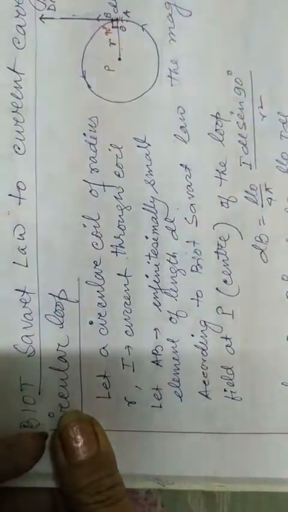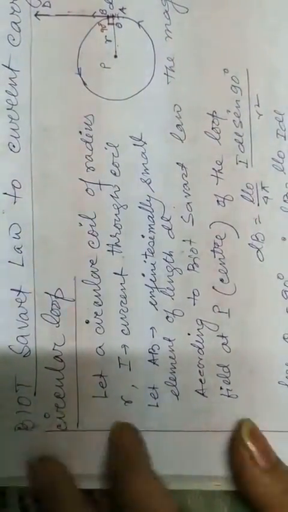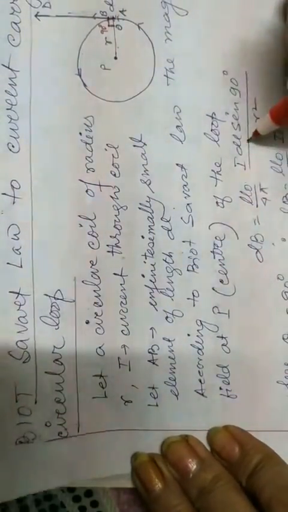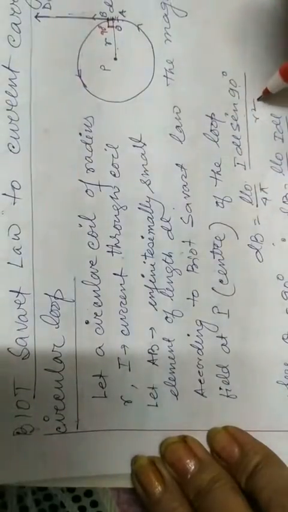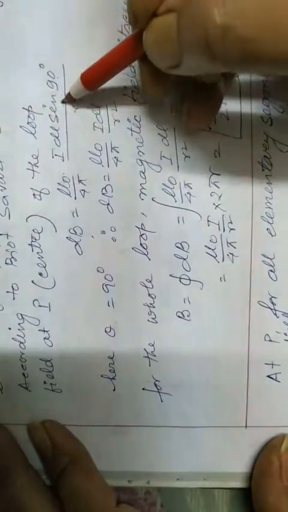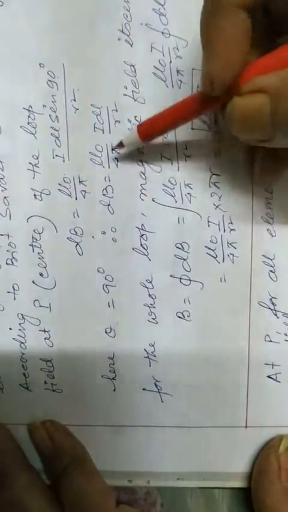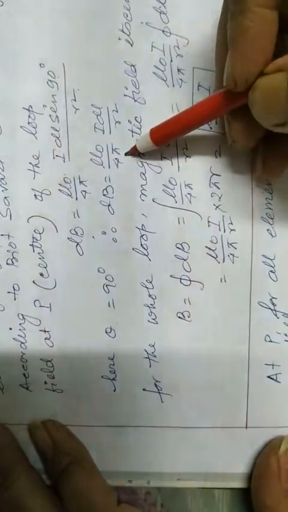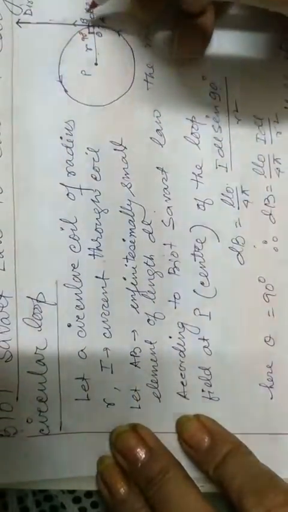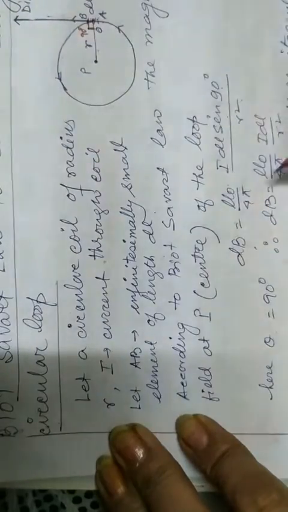Then by Biot-Savart's law we can write dB is equal to mu 0 by 4 pi I dl sine theta by r square. Here theta is 90 degrees, so I dl sine 90 by r square, and dB is equal to mu 0 by 4 pi I dl by r square. This is the magnetic field for a small segment I dl.